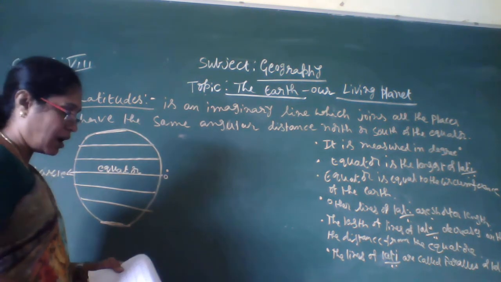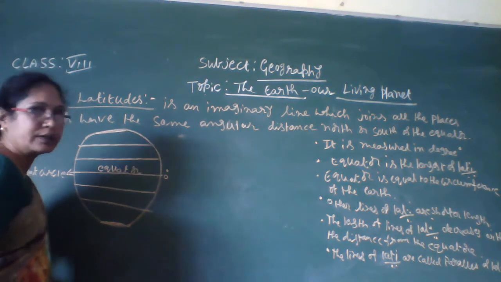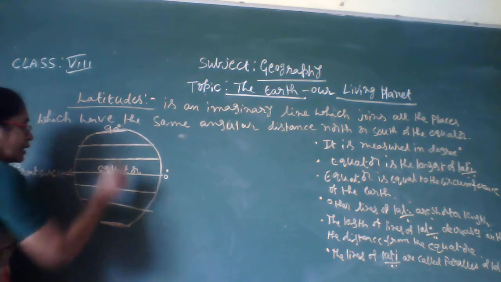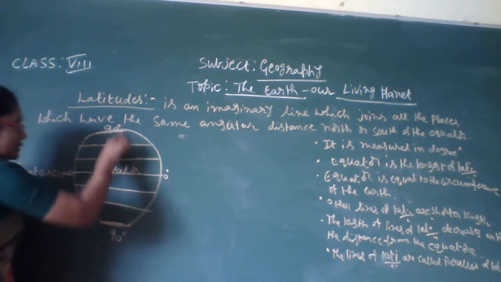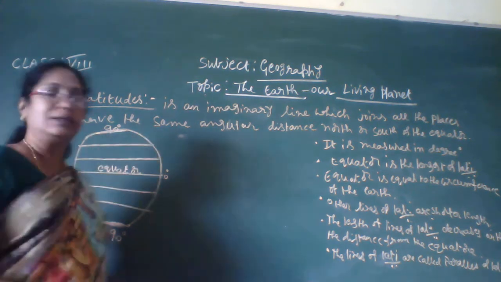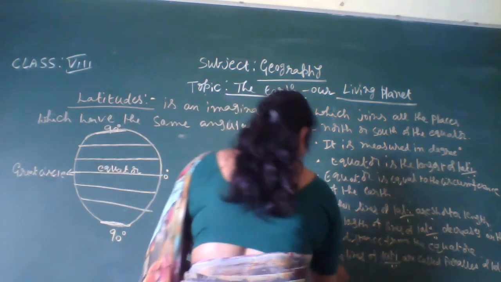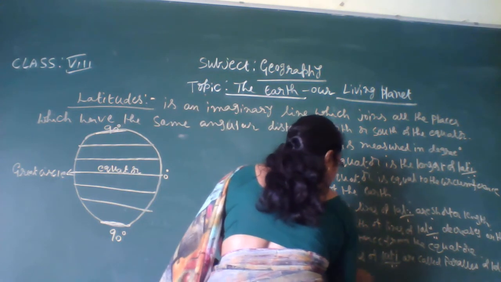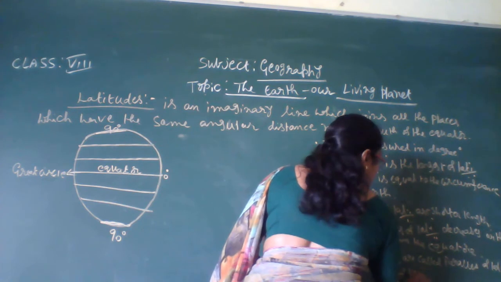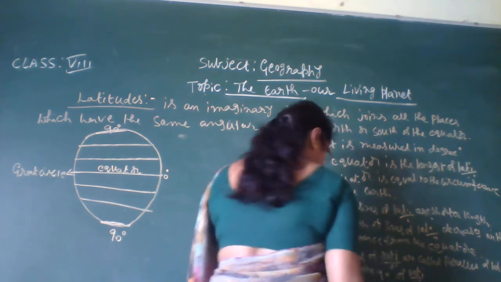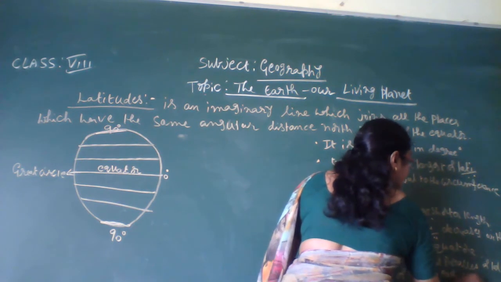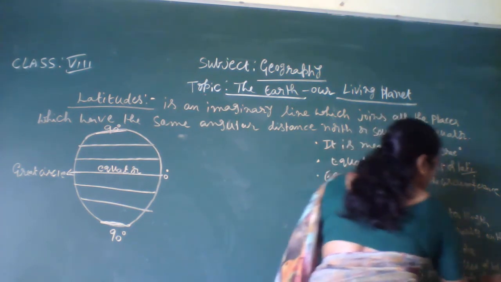Next one, there are 90 degrees of latitude on each side of the equator. So on both sides of the equator, there are equally 90 degrees of latitude in the north and 90 degrees of latitude in the south. So there are 90 degrees of latitude on each side of the equator.